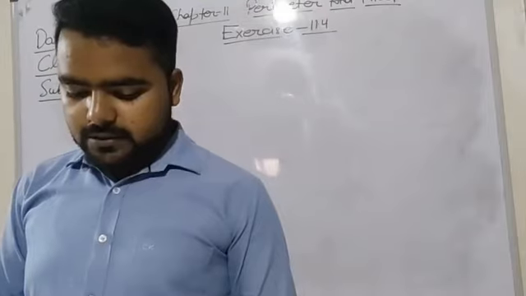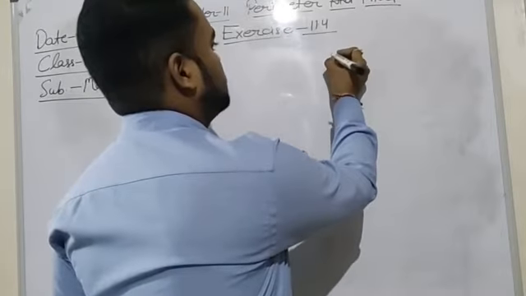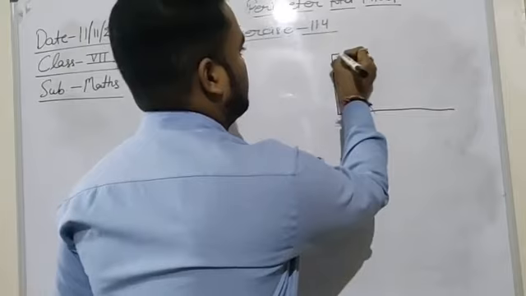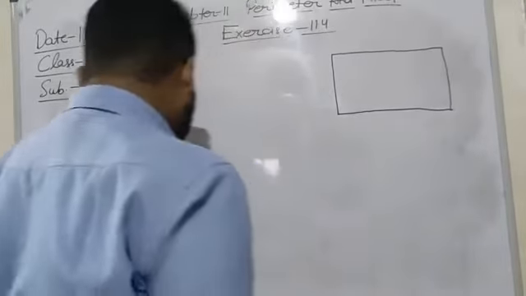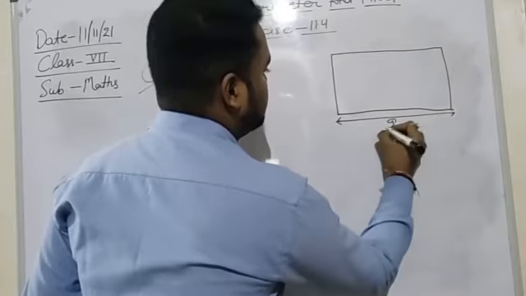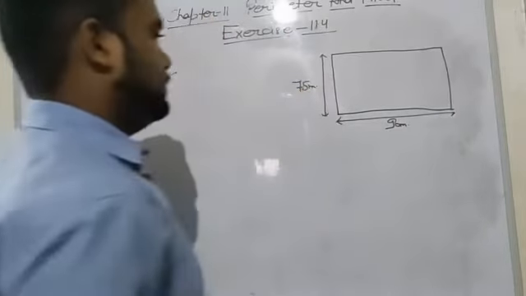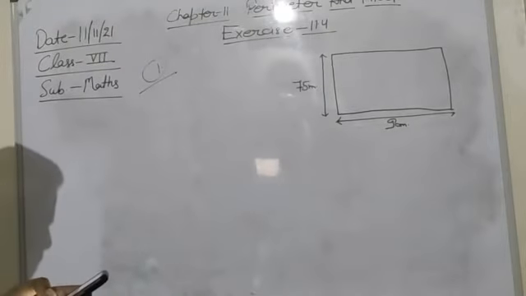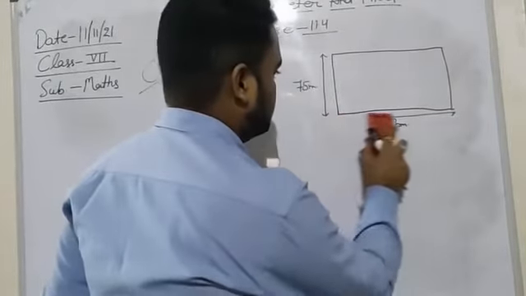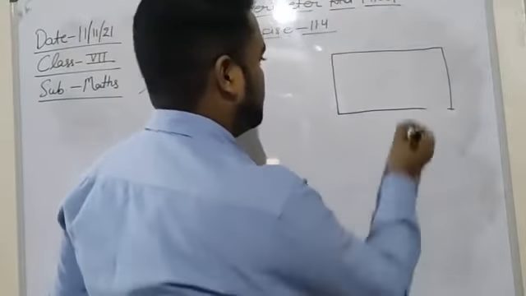So the first question is that a garden is 90 meter long and 75 meter broad. Class, it is very easy to solve a question when you make a figure of the given data. There is a garden of 90 meter long and 75 meter broad. Okay. Now what is next? A path of 5 meter wide is to be built outside it. We have to build a path around it of width 5 meter.